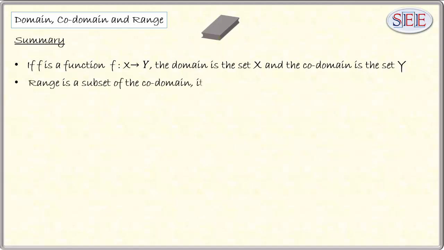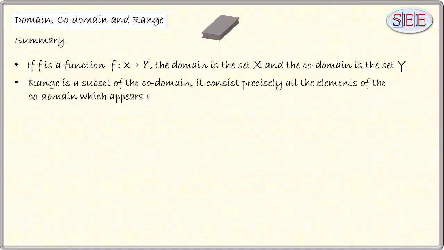You have learned in this lesson that the range is a subset of the codomain. It consists precisely of all the elements of the codomain which appear as the image of at least one of the elements in the domain. That is, in short, the subset of the codomain containing elements that have pre-images in the domain is your range.